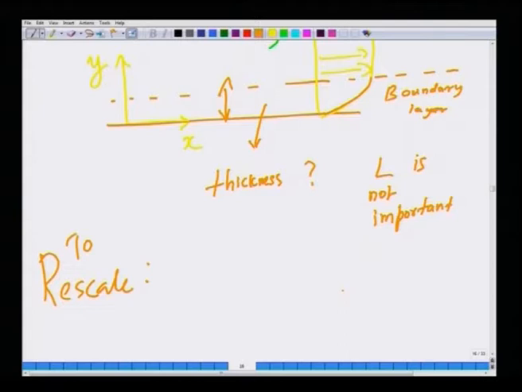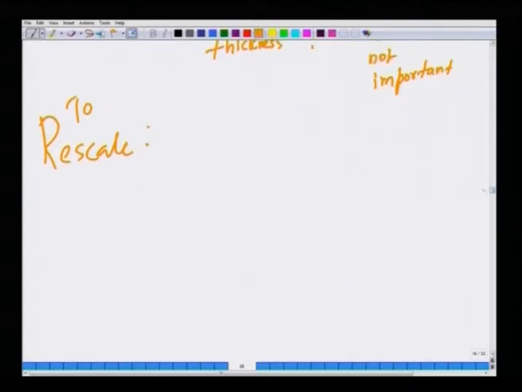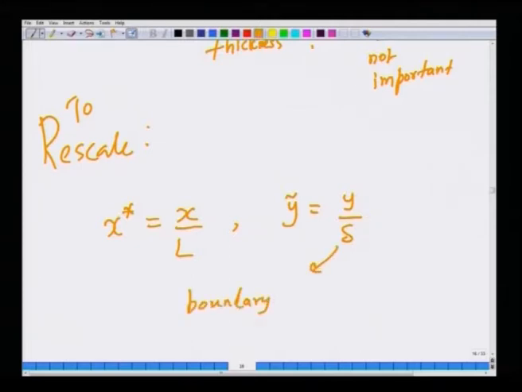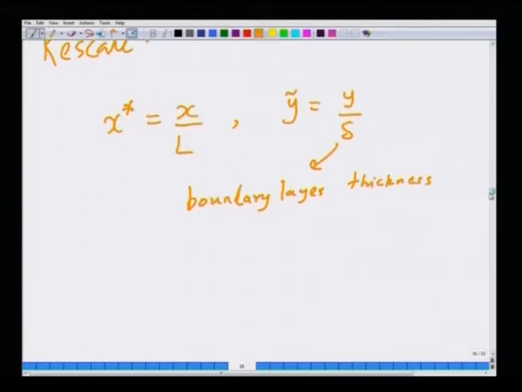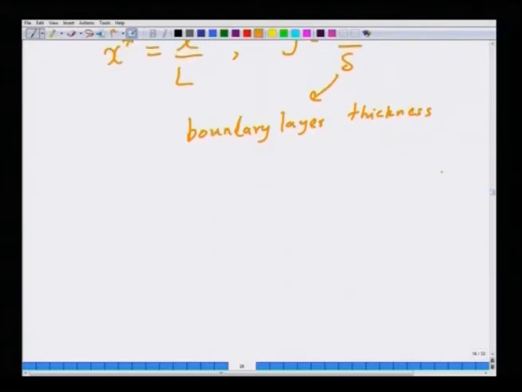Okay. So, what we will do is we will rescale the Navier-Stokes equation. In the x direction, the flow direction, we will use the length scale L, in the y direction we will use a new length scale delta, where delta is the thickness of the boundary layer, which will be determined shortly. Okay. This is the boundary layer thickness. How are we going to estimate this? We are going to substitute this back in the Navier-Stokes equation and again do the non-dimensionalization.